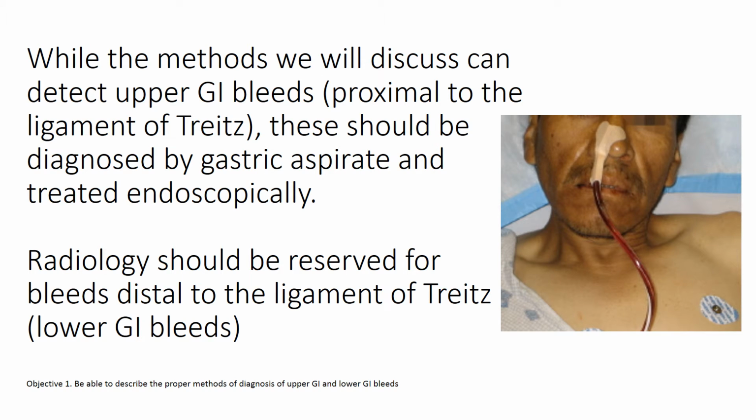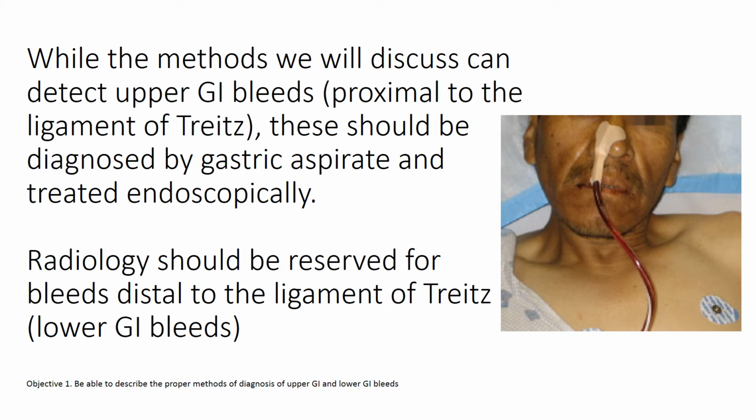So one of the first things I want to say is that radiology does not have much of a role in diagnosing or treating gastrointestinal bleeds that are proximal to the ligament of Treitz. Everything in the esophagus, stomach, and duodenum does not really have a good role for radiology. Now we can see bleeding in these areas, but it's a lot quicker and a lot easier to put down a nasogastric tube and to get a gastric aspirate.